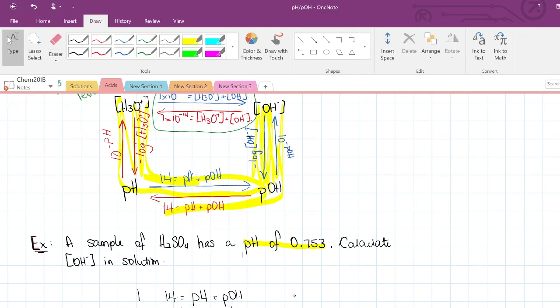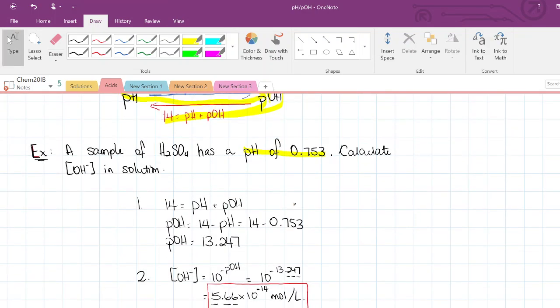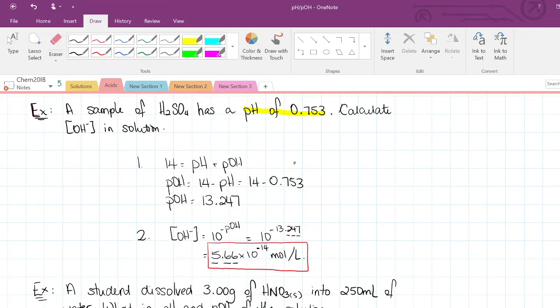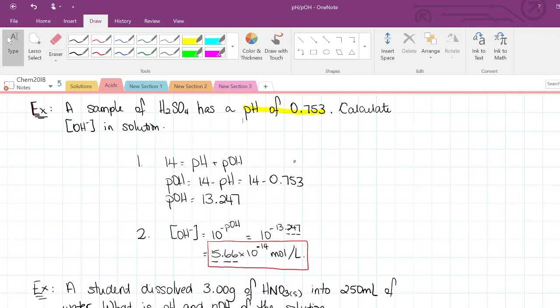Now I'm here at the pOH scale. I have to get up to concentration of hydroxide, which is 10 to the negative pOH. So 10 to the negative pOH, I just found out pOH is 13.247. Put that in my calculator and I get that the concentration of the hydroxide is 5.66 times 10 to the negative 14 moles per liter.